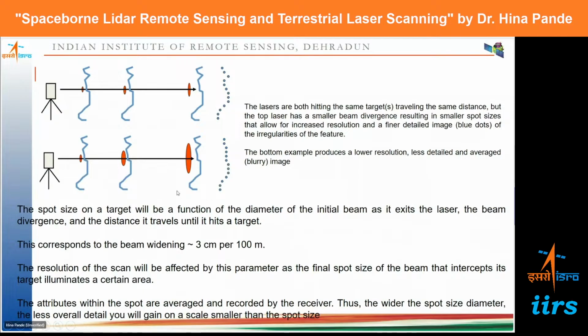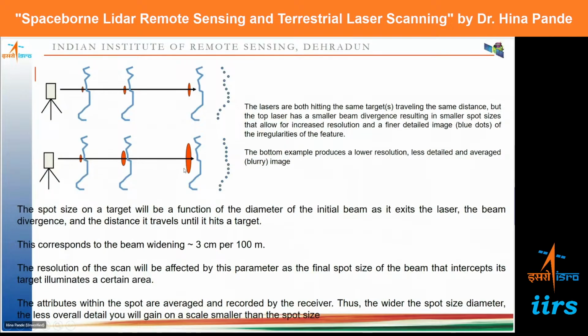Now here you can see in the top and bottom figure, the laser in both scenarios is hitting the same target, traveling the same distance, but in the top figure, this laser has smaller beam divergence, and this results in a smaller spot size, right? Smaller beam divergence, smaller spot size. It means that we will have increased or finer resolution and better detailed images. If it is an irregular surface, we will be able to measure those irregularities in a finer resolution. Now in the bottom figure, it produces a lower resolution, less detail, and an average image.